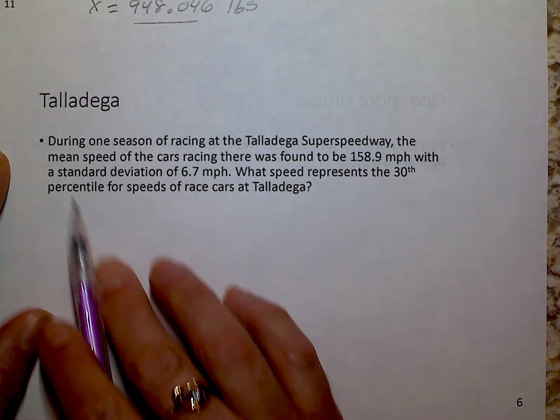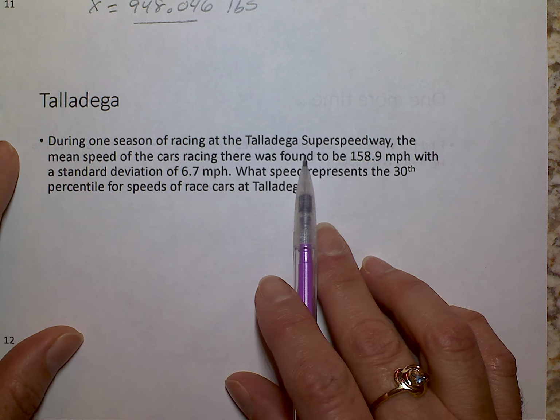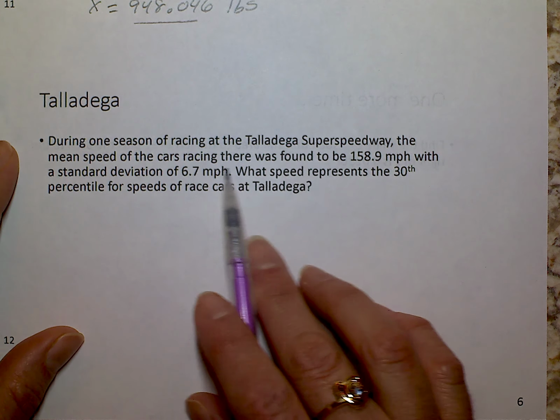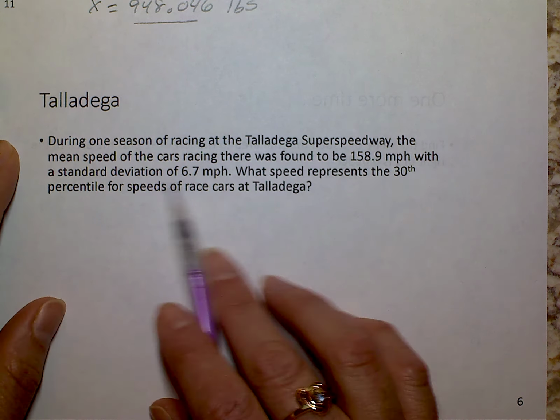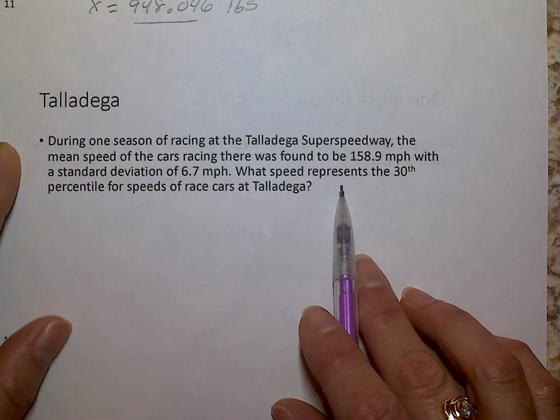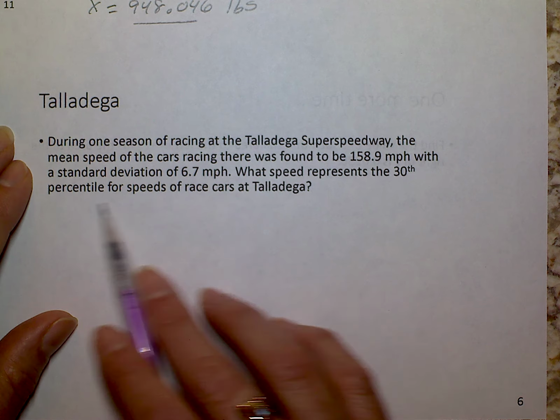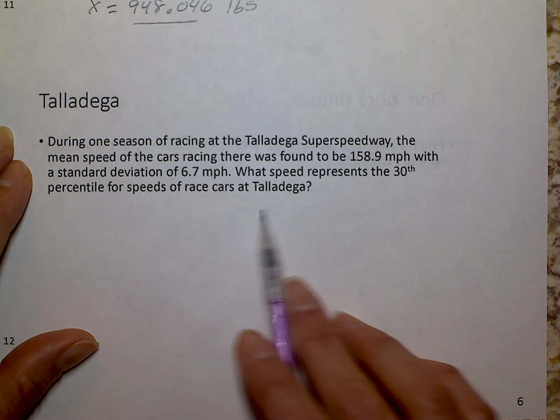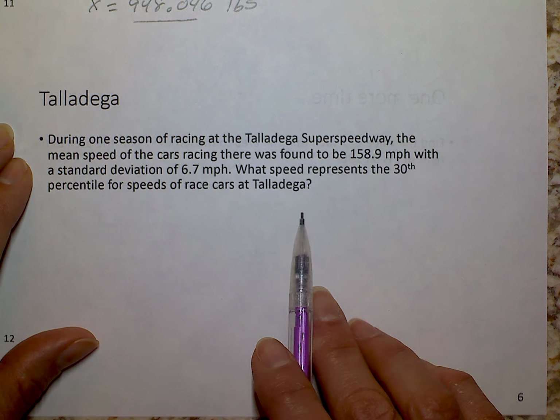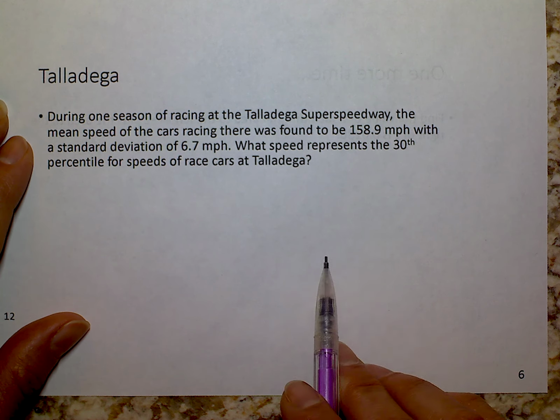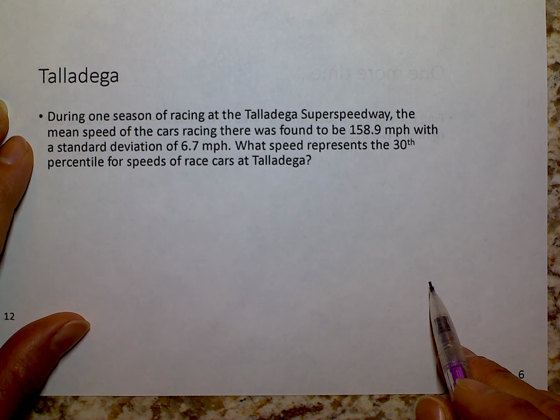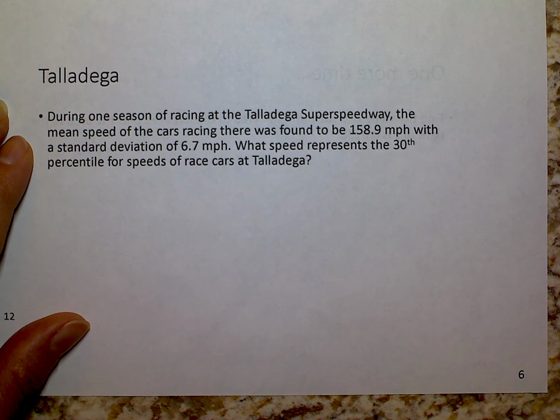Talladega. During one season of racing at the Talladega Superspeedway, the mean speed of the cars racing there was found to be 158.9 miles per hour. Standard deviation 6.7. What speed represents the 30th percentile for speeds of race cars at Talladega? I want you to hit pause, draw a picture, label some things, go find your area, find the z, and then find your x value, which is your speed. Okay? Hit pause and then come back.